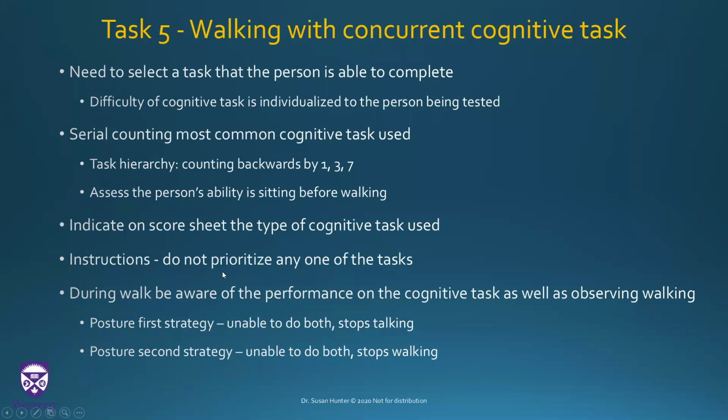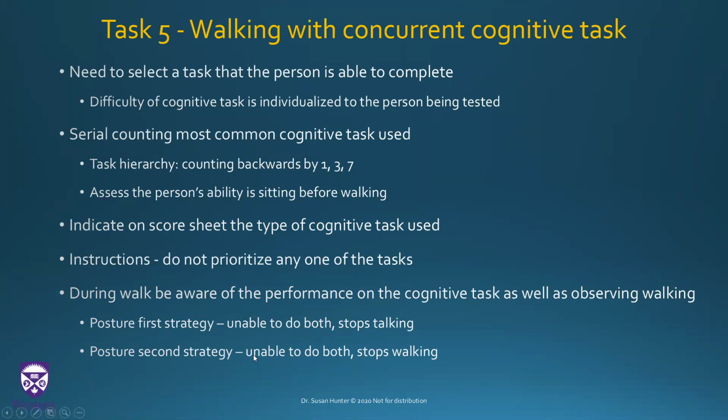In the instructions that you give to people, do not prioritize any of the tasks. Ask the person to attend and focus on both tasks and do them together, because what we're also going to be able to look at is how they prioritize the tasks. If the person is unable to walk and talk at the same time, but they stop talking and keep walking, that's considered a posture first strategy. It's considered appropriate that they prioritize their postural stability over the secondary task.